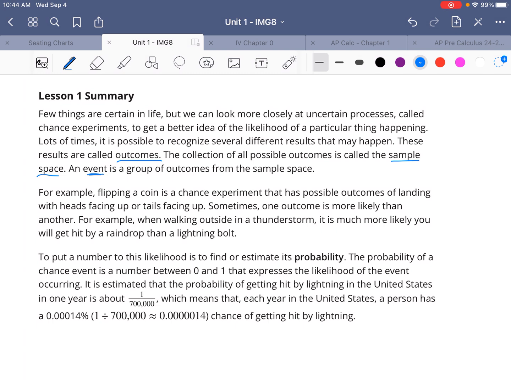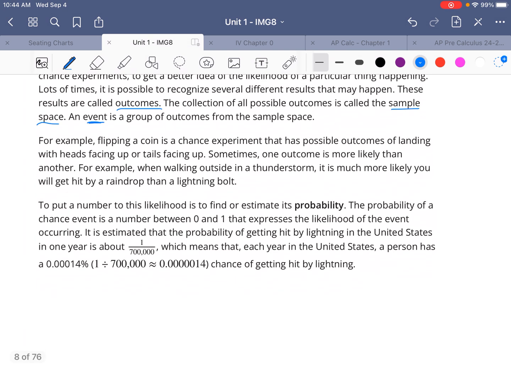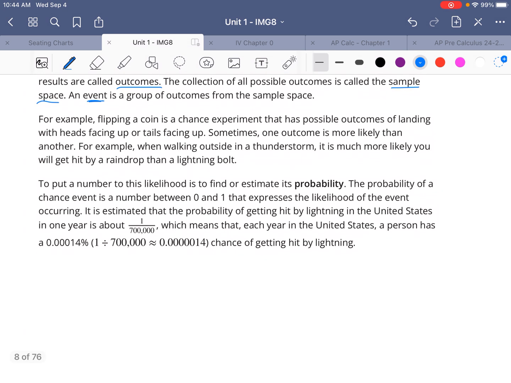Sometimes an outcome is more likely to happen than another. For example, when walking outside in a thunderstorm, it's much more likely you'll get hit by a raindrop than a lightning bolt. To put a number to this likelihood is to find or estimate its probability. The probability of a chance event is a number between 0 and 1, 0 being impossible, 1 being absolutely certain to happen. The closer you are to 0, the less likely something is to happen. The closer you are to 1, the more likely it is for something to happen.